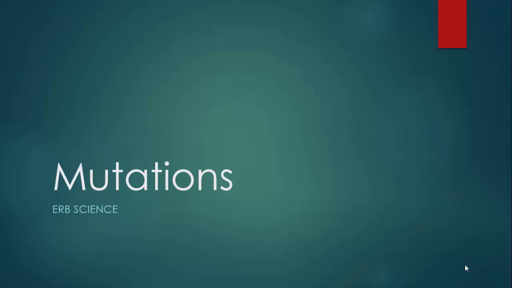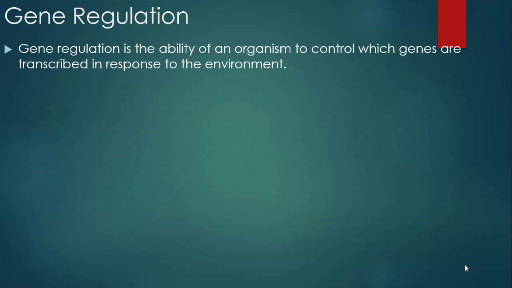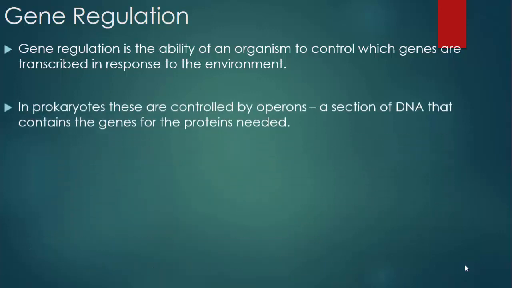Okay, this is for Chapter 11, Section 4, the last section for Chapter 11. It's all about mutations, and we're going to start with gene regulation. Now, gene regulation is the ability of an organism to control which genes are transcribed in response to the environment. And we talked about transcription and translation last time.